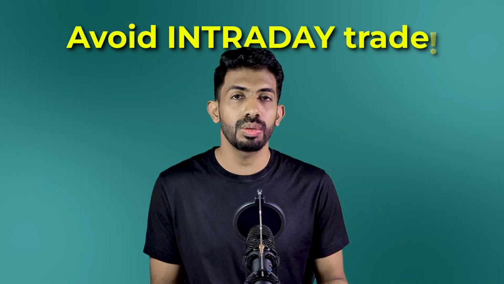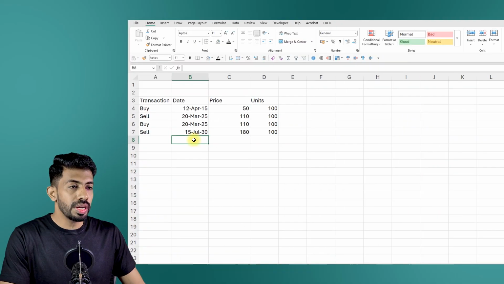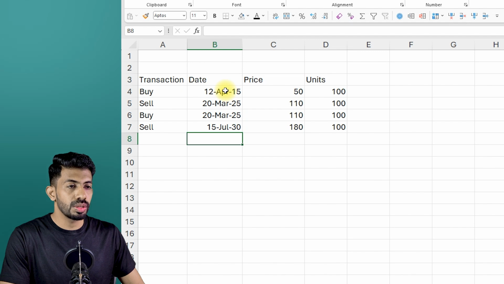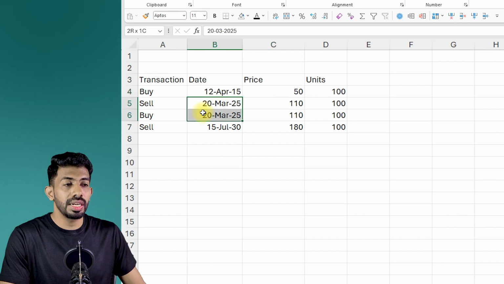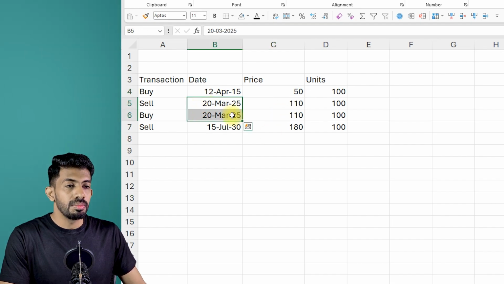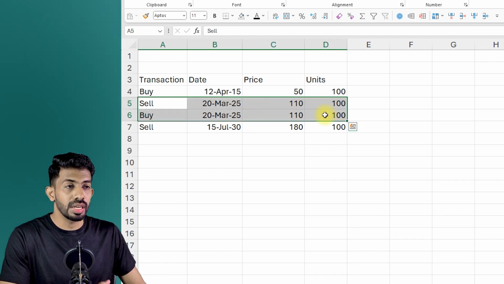Thirdly, and most importantly, when it comes to equity shares, you have to be careful to not enter into intraday transactions. I'll explain this also with an example. Let's say that you had purchased some share in April 2015 at 50 rupees per share, and you're planning to do tax harvesting in 2025. So on 20th March, you bought as well as sold at 110 on the same day. Because these two transactions happened on the same day, it will be treated as an intraday transaction, and these will be cancelled off against each other.